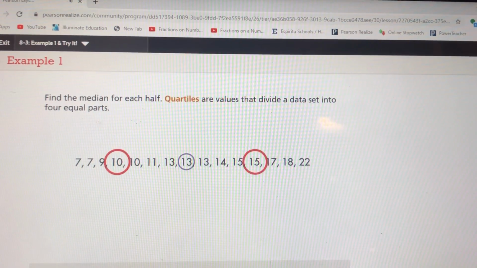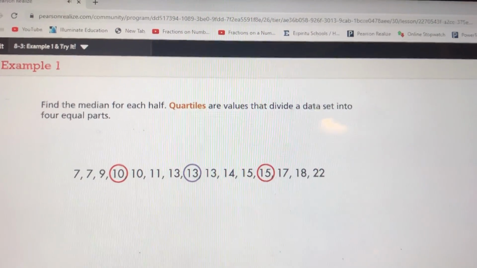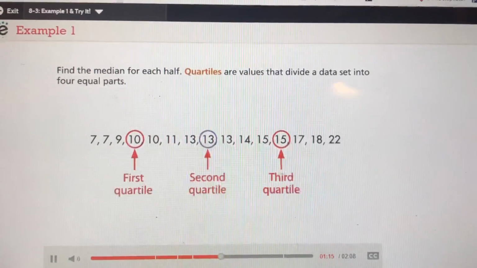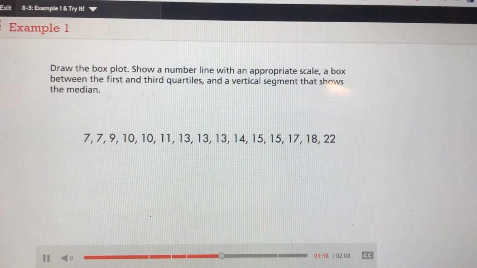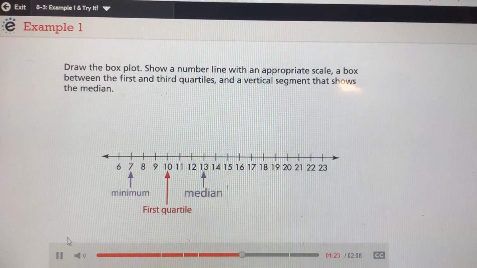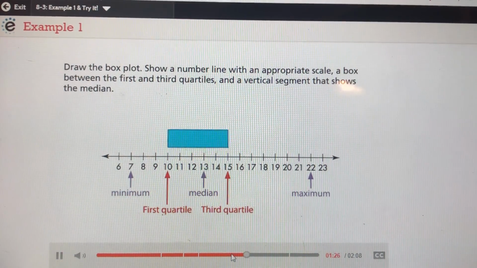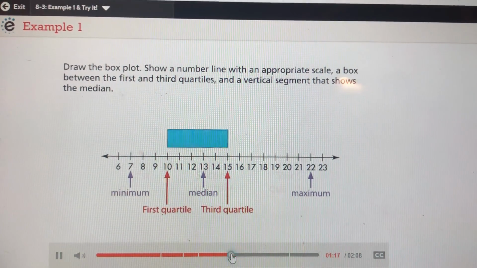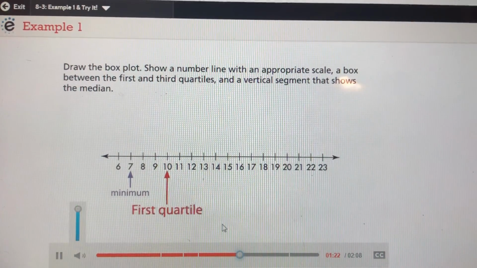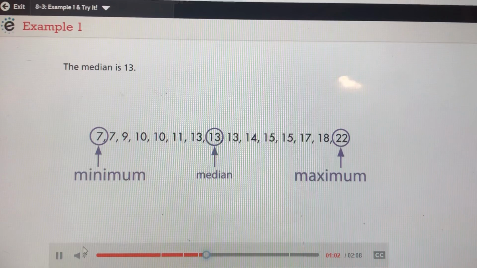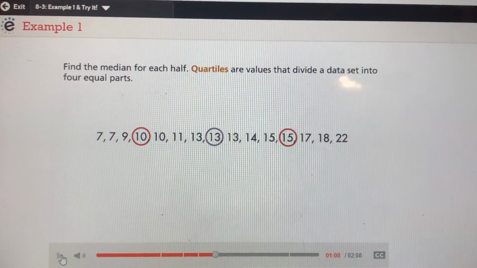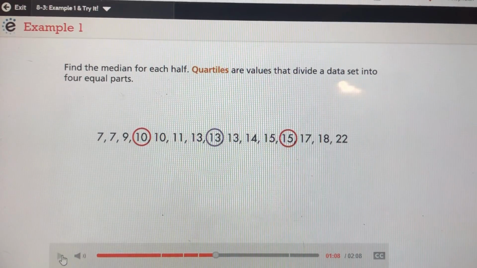Find the median for each half. Quartiles are values that divide a data set into 4 equal parts. Draw the box plot. Show a number line with an appropriate scale. Draw a box between the first and third quartiles. All right, let me rewind to finding the median for each half. I'm going to pause right there and explain that.